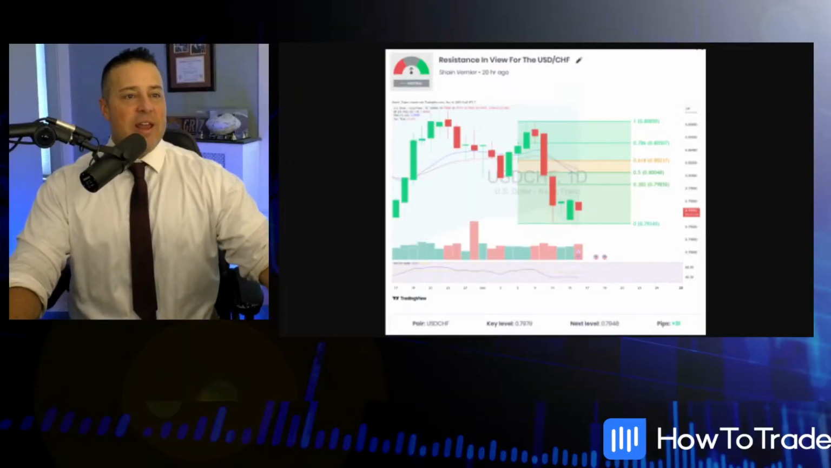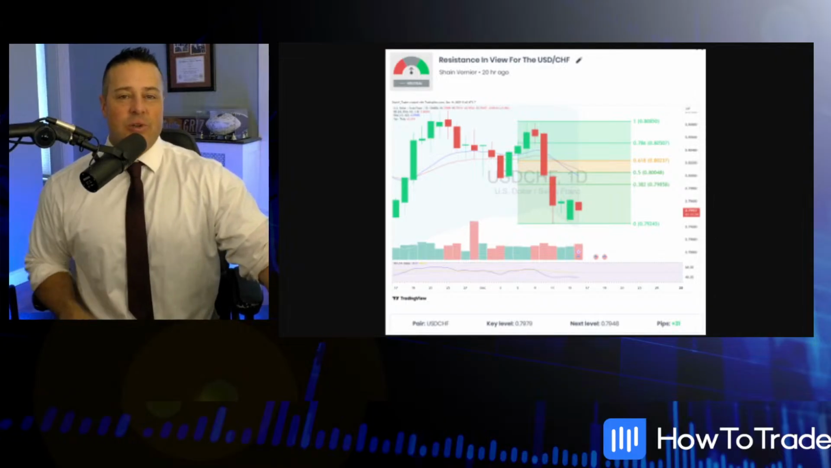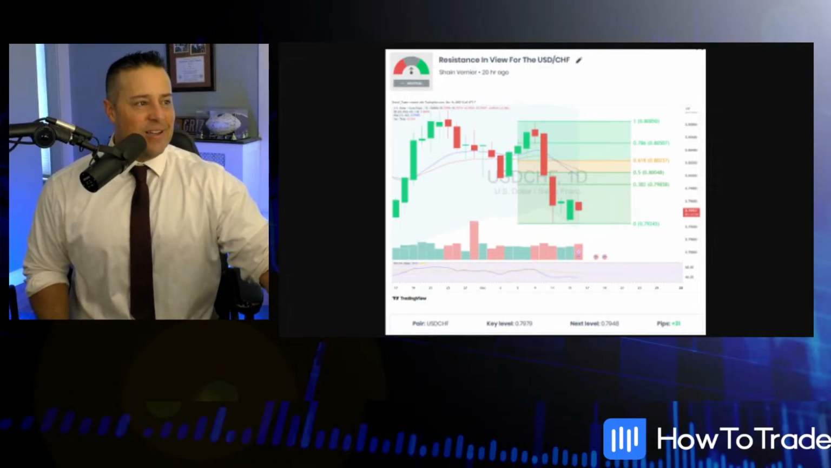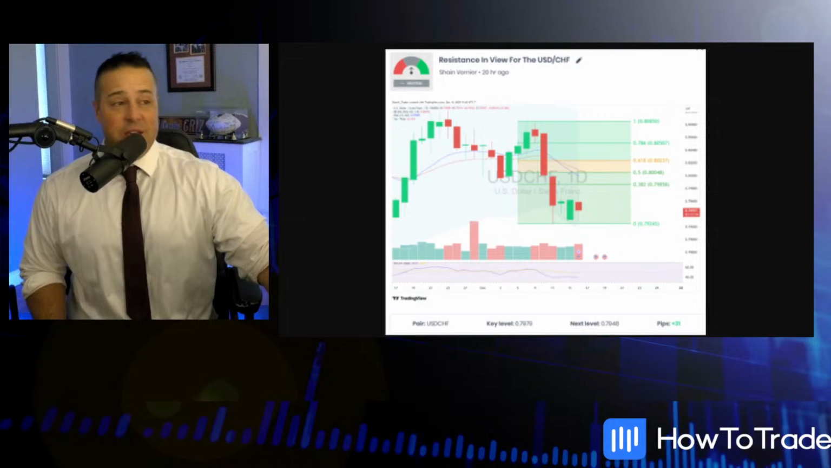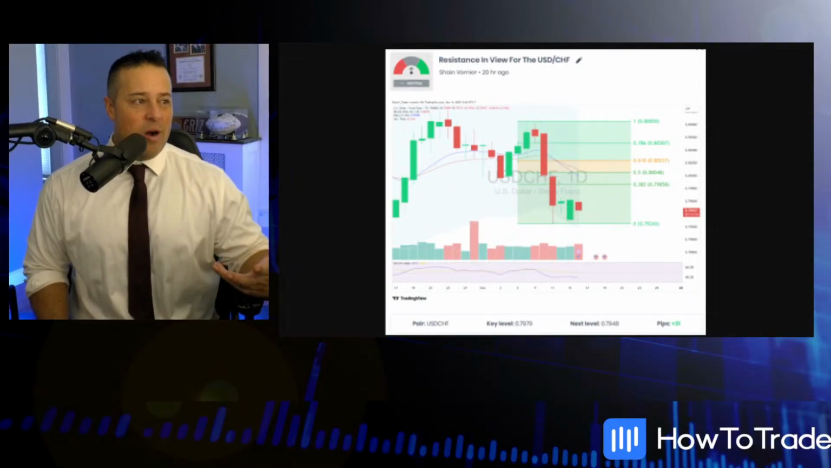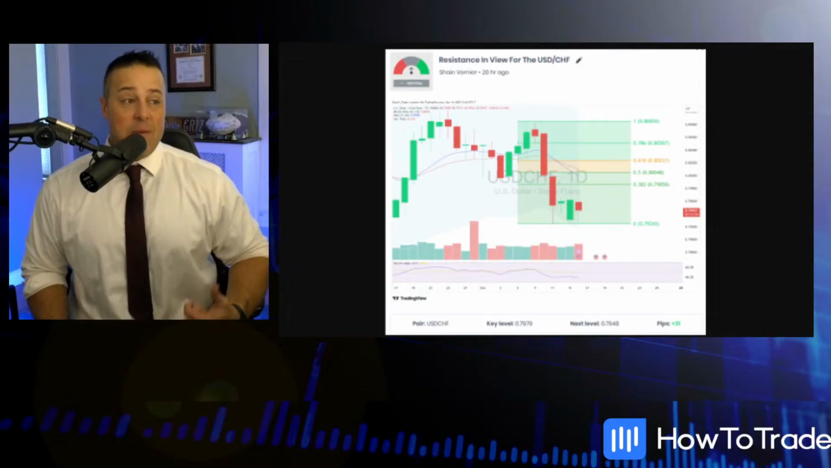Let's start off with a trade update here. Resistance in view for the U.S. dollar Swiss franc. This was a trade that we put out yesterday afternoon, a good trade idea. And remember, these trade ideas are not financial advice. I am not telling you where to take a trade, where to get in and where to get out. I'm just showing you a little bit of what I do, maybe some support and resistance levels that you probably ought to be aware of, and showing you a little bit of a page out of my playbook.